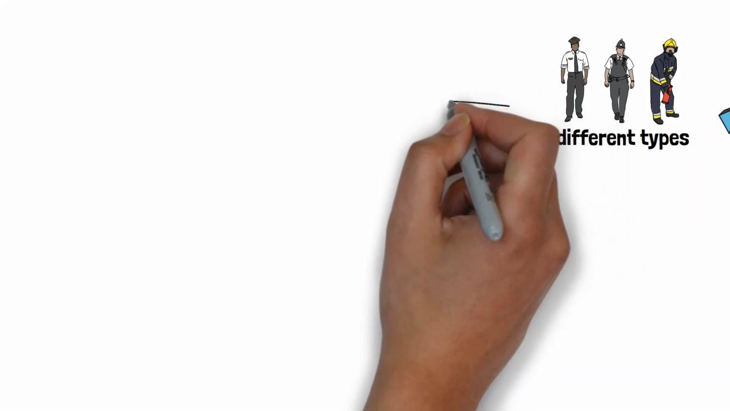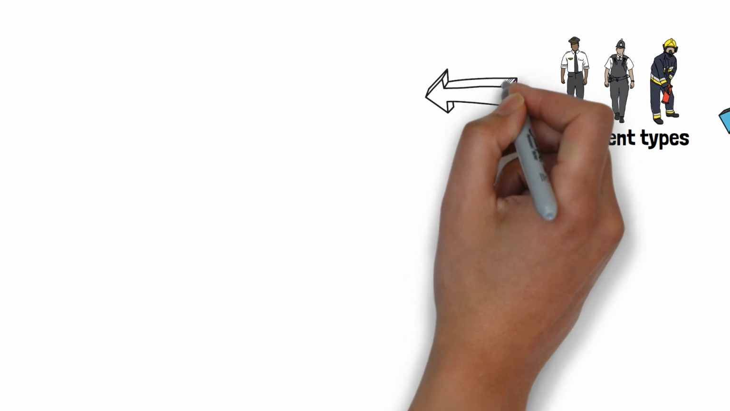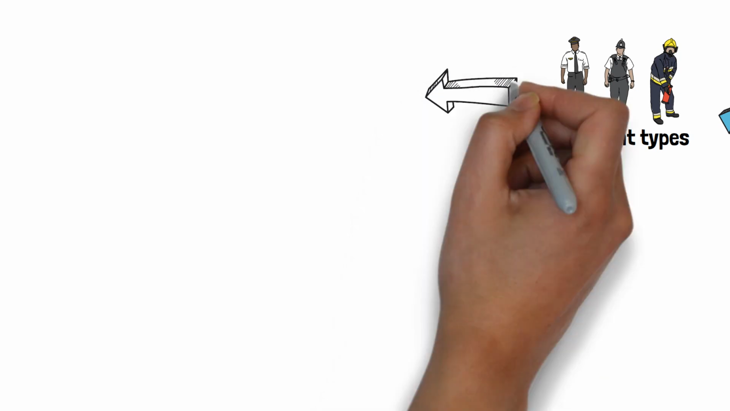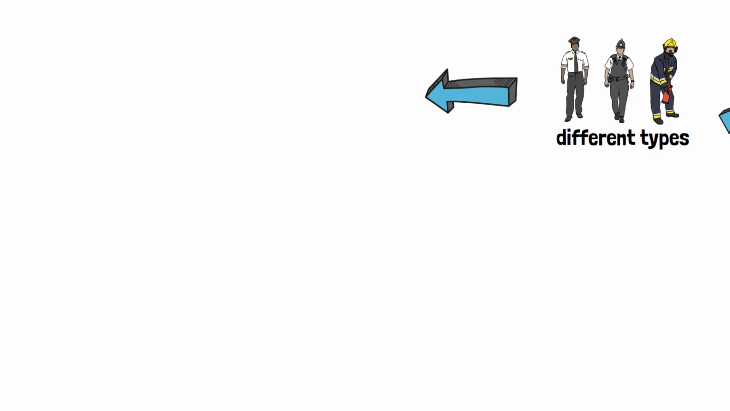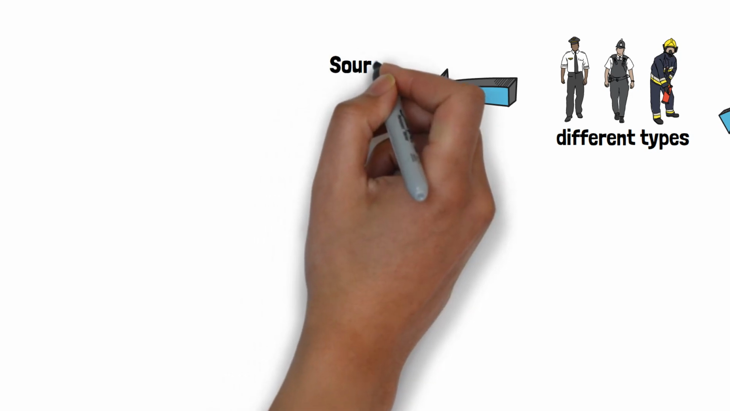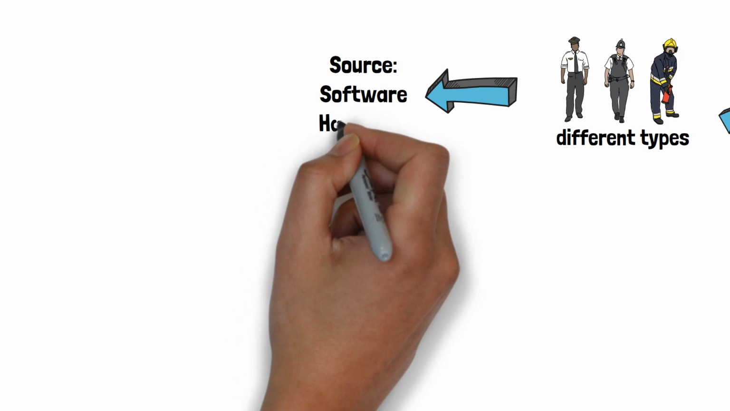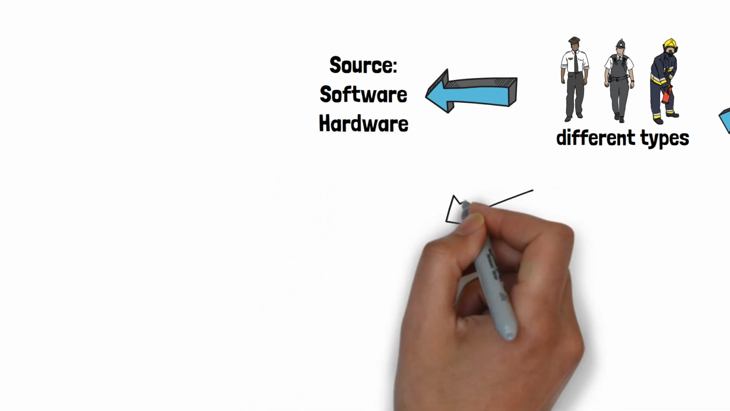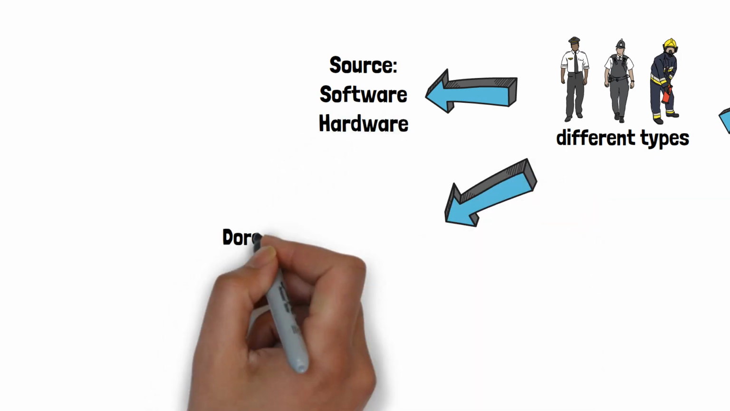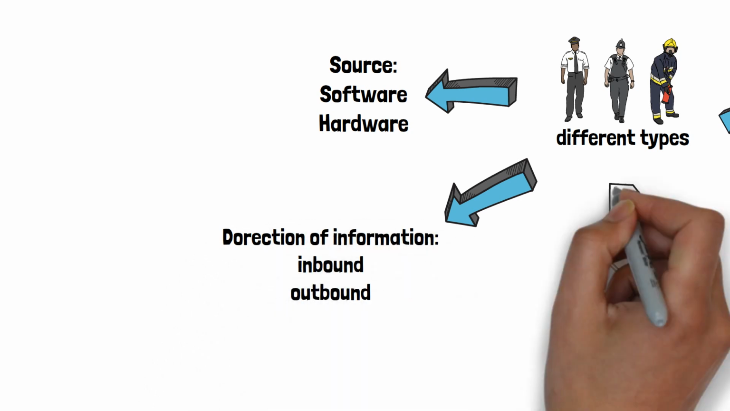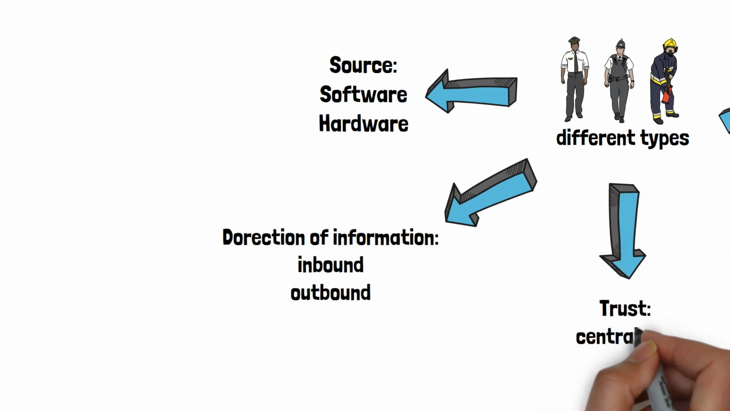But what are the different types of blockchain oracles? Blockchain oracles can be classified depending on a number of different qualities. The first one is the source. Does the data originate from a software or a hardware? The second one is direction of information. Is it inbound or outbound? And the third one, trust. Is it centralized or decentralized? A single oracle can fall into multiple categories. For example, an oracle that sources information from a company website is a centralized inbound software oracle.